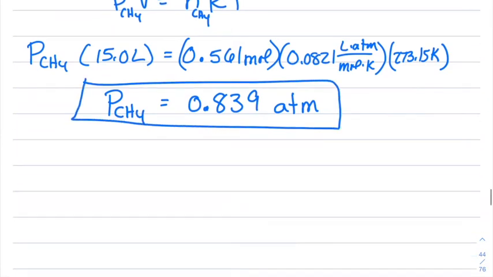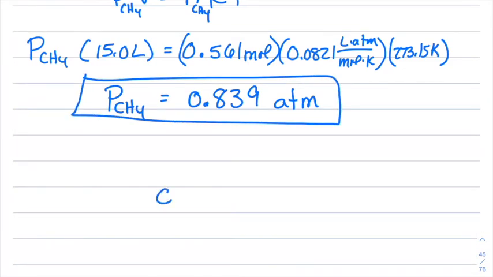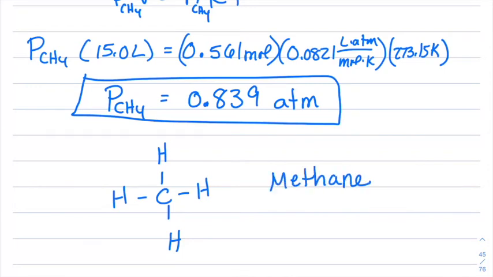Just for fun, this is from way back I believe in chapter 1, this is what methane looks like. Or I'm sorry, this is what our compound looks like. I was going to ask you what its name is, but I just told you. So methane, meth because it's only one carbon, ane because they're all single bonded. So this is methane. Any questions on how we found this partial pressure for methane?